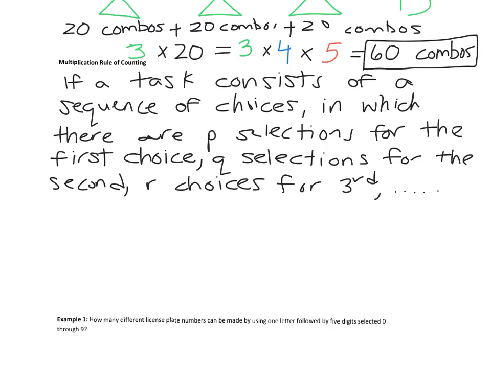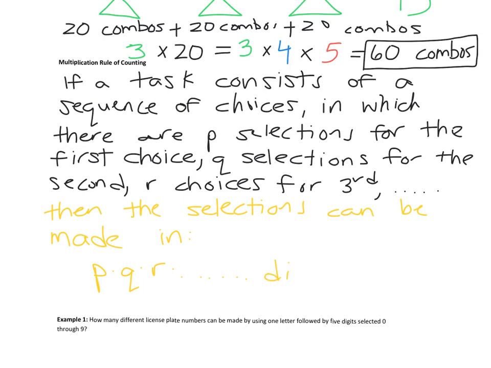Then, let's switch inks. After we do that, the selections can be made in... and again, we multiply the amount of options for each selection. And again, we just carry that out for however many selections there are, and we can do that in that many different ways.